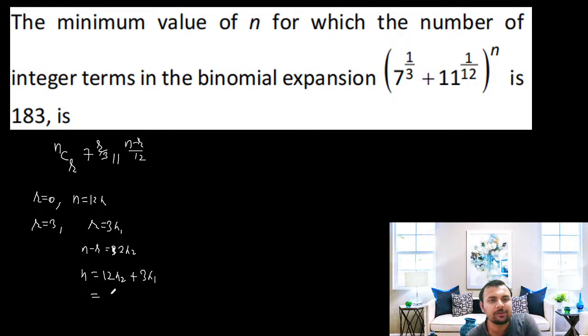So n is 12 lambda 2 plus 3 lambda 1. It is somewhere 4 lambda 2 plus lambda 1. So n is this. So lambda 1 and lambda 2 will put it. So what will happen? We'll first see the terms.